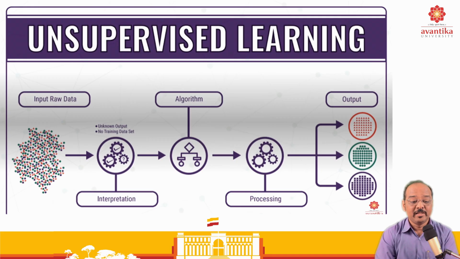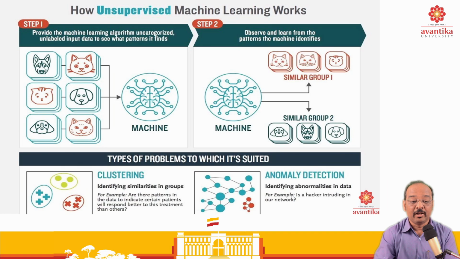In case of unsupervised learning, the input raw data is in a scattered way. You can see in the diagram that the interpretation will be there based on the number of iterations. The machine itself is understanding how to analyze the data and the different features, and repetitively these features are processed to get the output sorted into different clusters.